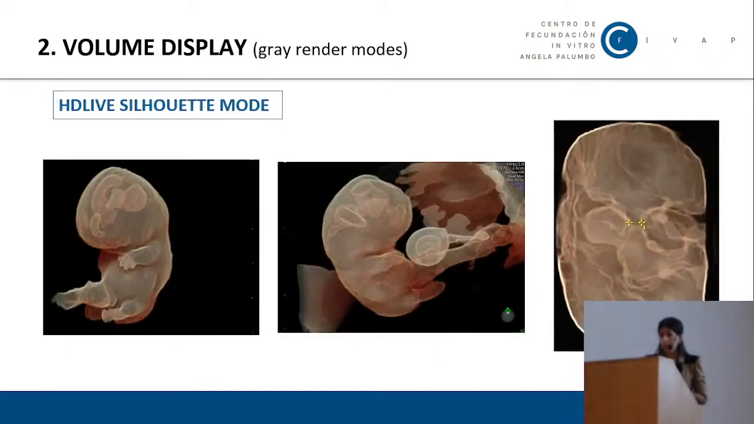We have here the HD Live Silhouette mode. This is a display that allows to check not only the surface of the baby, but also the inner structures as a transparent mode.